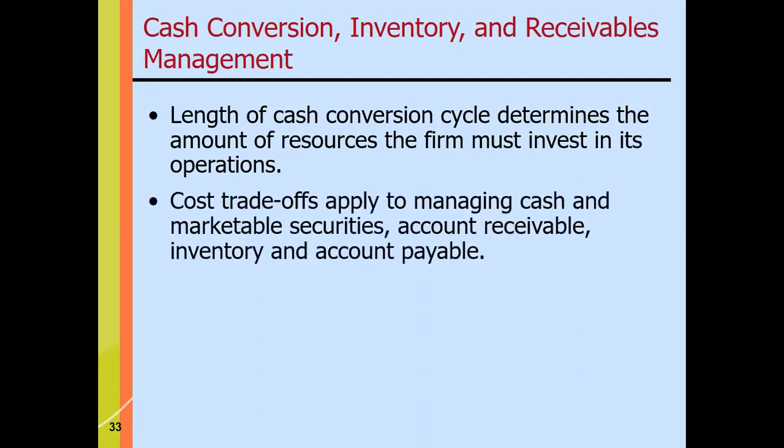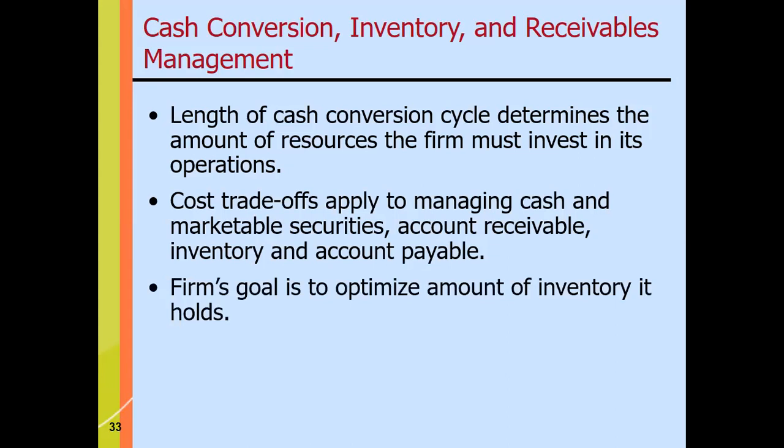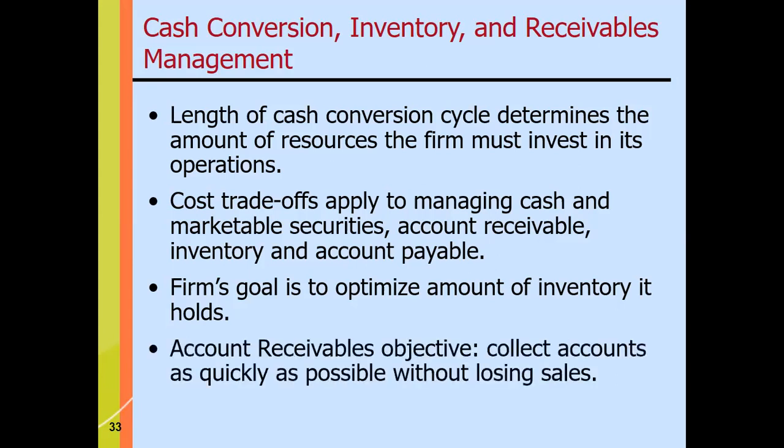Then we have to take note again of cost trade-offs, the cost one and the cost two, one that would result in marginal costs and the other in marginal benefits, of all our working capital components. So cash, marketable securities, accounts receivable, inventory, and AP. And then our goal for inventory management is really to optimize the amount of inventory such that we get the EOQ using the formula, and we can see it using the graph that it is the point at which the carrying costs and ordering costs are equal. Then the accounts receivable objective is to collect accounts as quickly as possible so that the company will have cash, but without sacrificing sales.